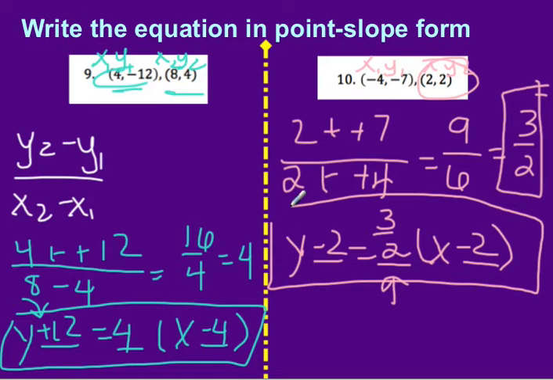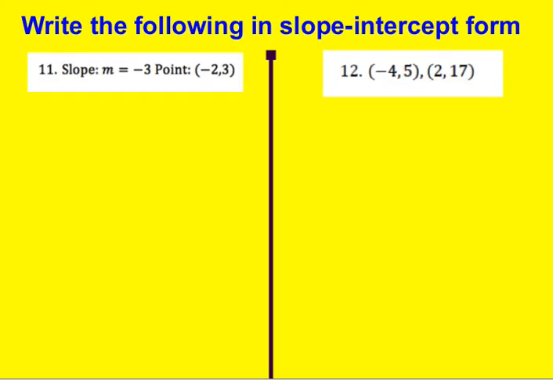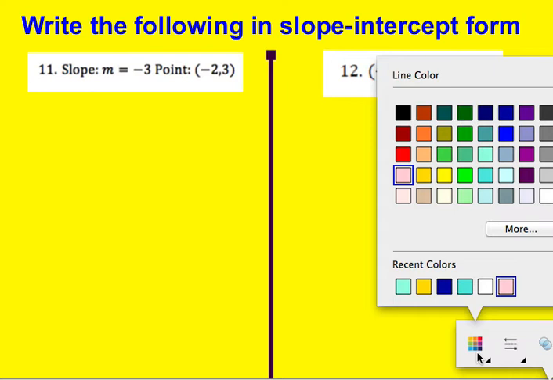So we're going to take a look next, and I'm going to show you why that doesn't matter. Okay? So writing the following in slope-intercept form. Okay, so when we use point-slope form, it's great for writing the equation, but in order to graph it, we need to convert it to slope-intercept form. So that's what we're going to practice quickly right now.